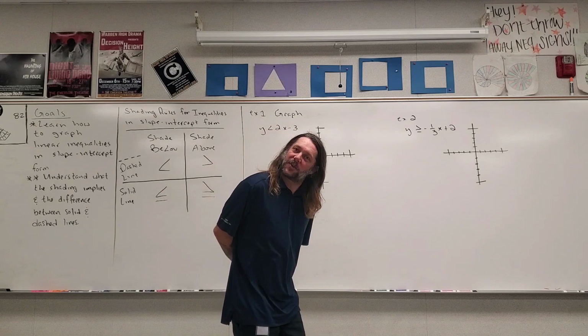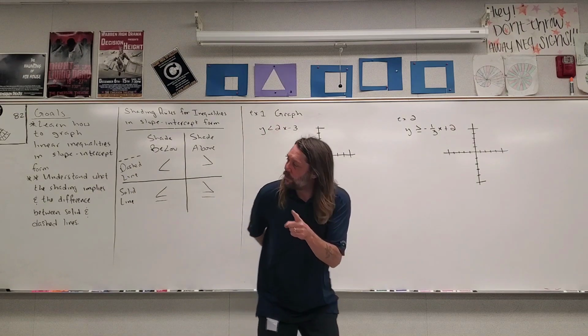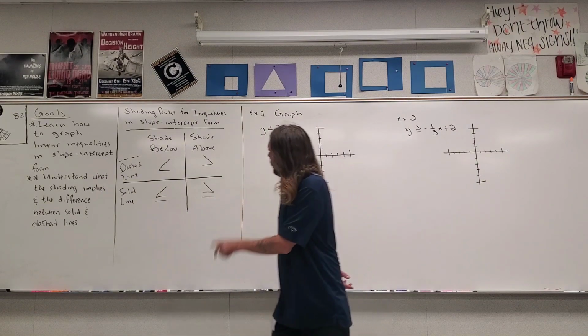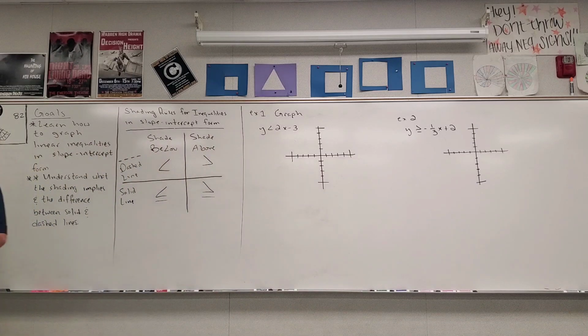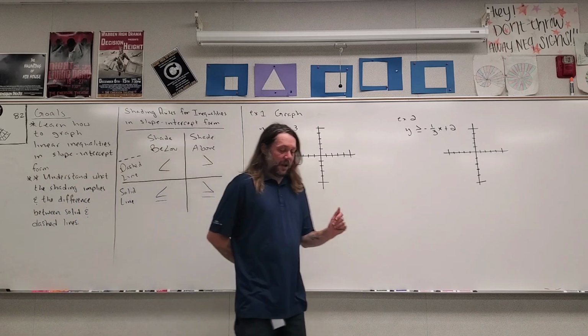I'm not sure how I'm going to title this lesson, but I'm going to title it how I title it in the title. But what I am sure of are 2 goals for the day. Our first goal is going to be to learn how to graph linear inequalities in slope-intercept form. And our second goal is going to be to understand what the shading implies and the difference between solid and dashed lines. I'm going to do both of these goals at the same time.